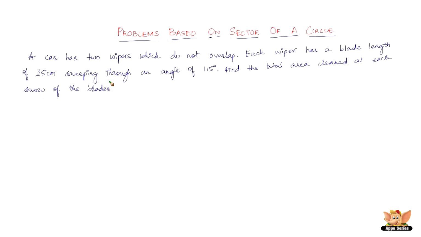In this video, again, let us continue to solve problems based on sector of a circle. And we've got a problem here which reads like this. Pretty practical stuff, this. It's about the wipers in a car. So a car has two wipers which do not overlap. Usually they do, but in this case it doesn't overlap.